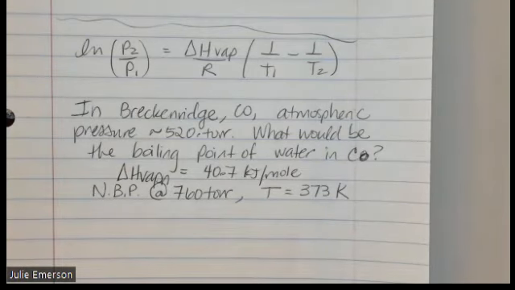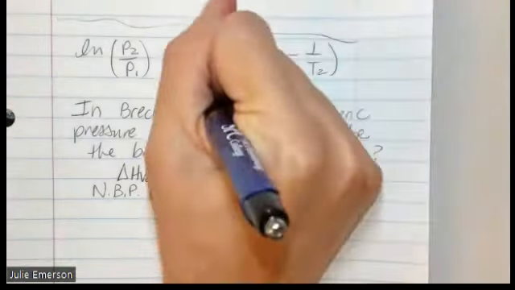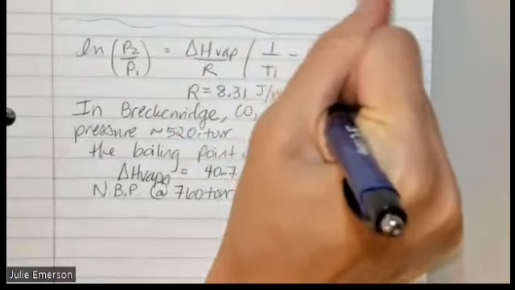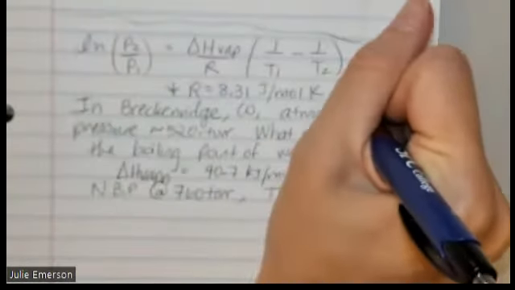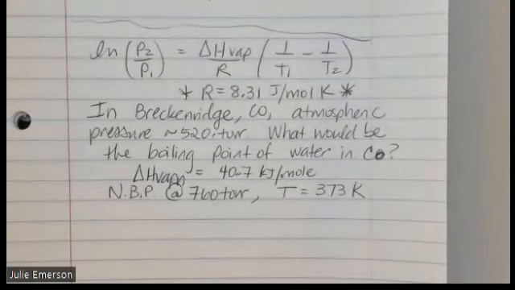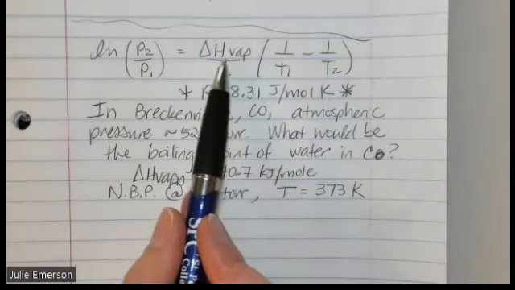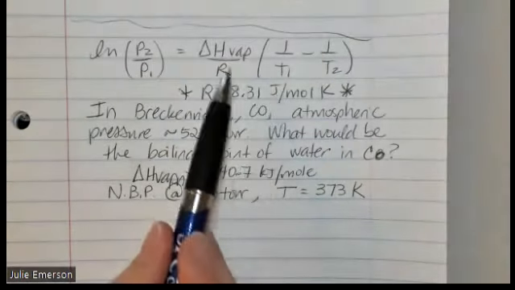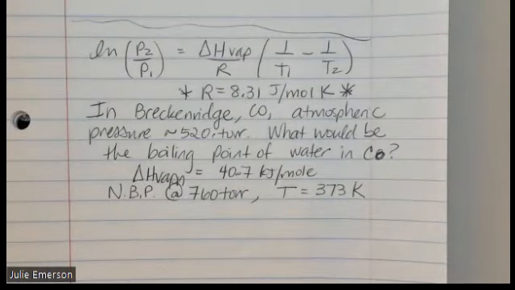Now, the other big thing about Clausius-Clapeyron is the R. It's not the 0.08206 that we're used to. It is 8.31 joule per mole Kelvin. So it's a different R. And again, that'll be given, so don't worry about memorizing it. The other big thing to pay attention to is that your heat of vaporization will typically be in kilojoules and your R is in joules. So just make sure that you convert one or the other so the energy unit cancels out.